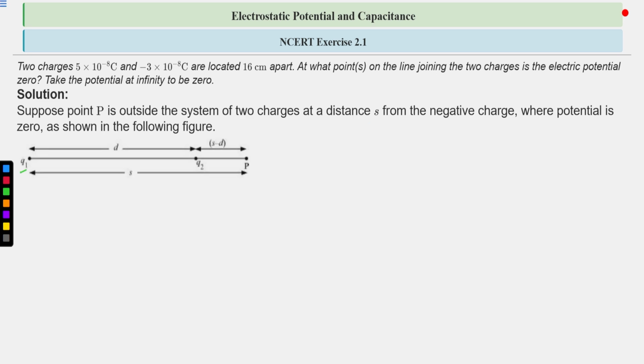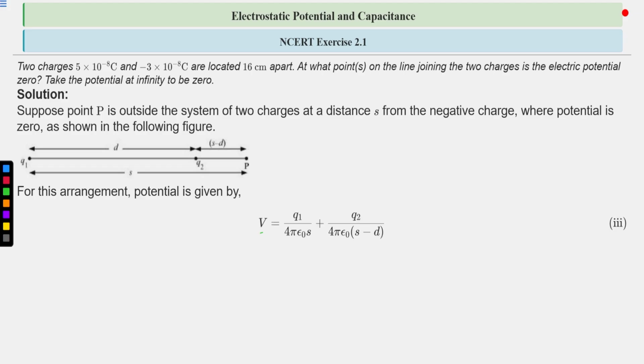So this is the diagram. This is the Q1 charge, this is the Q2 charge. The distance between both charges is D. And point P is outside the system, beyond Q2. So point P is here. The distance of point P from the Q1 charge is S, and from the Q2 charge it is S minus D.